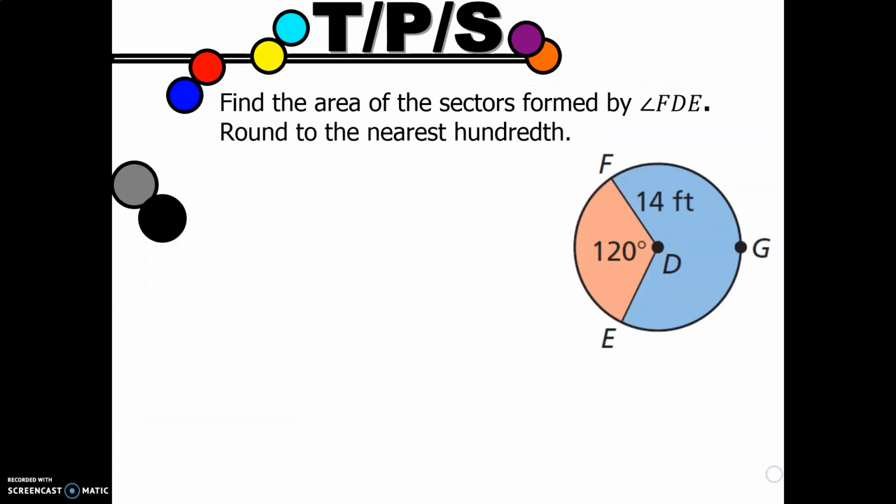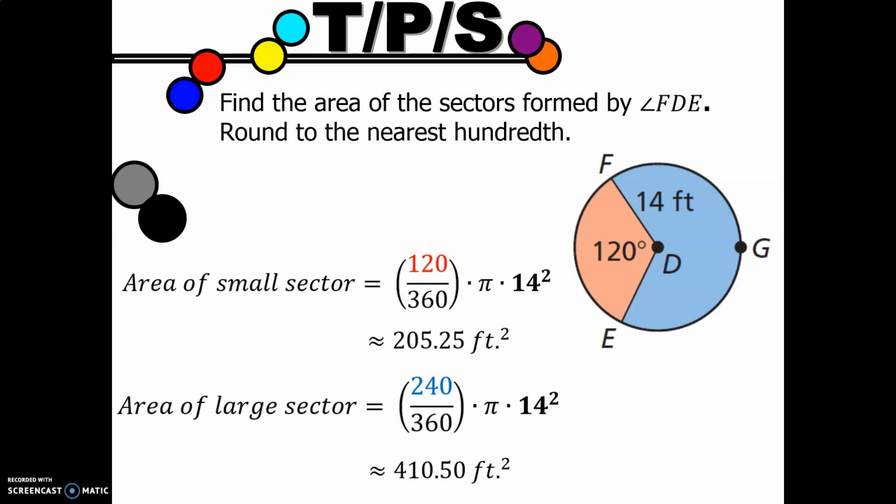All right, please pause the video and try this out. Find the area of the sectors formed by angle FDE. Round to the nearest hundredth and check back once you're finished. All right, so here is our solution.